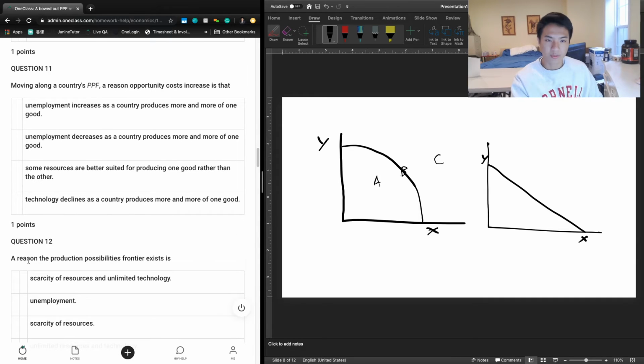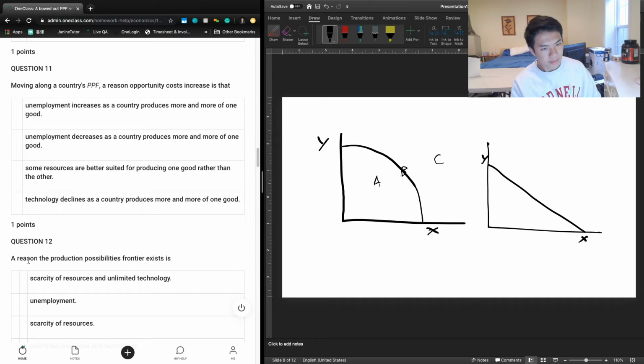Moving along on country's PPF, a reason that opportunity costs increase is that, and again, we covered this in one of the first questions in this set, but it says that unemployment increases as a country produces more and more of one good. There's no suggestion of unemployment really on the PPF. It's more about resource allocation. So that's not being the case. Unemployment decreases as a country produces more and more of one good.